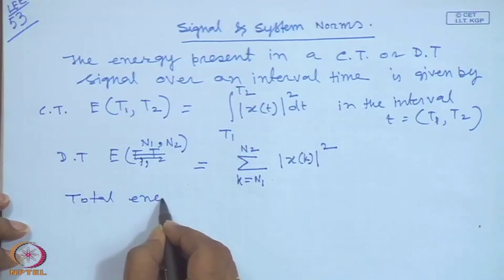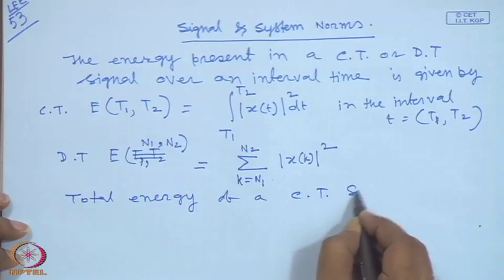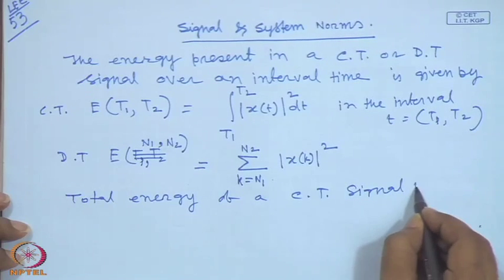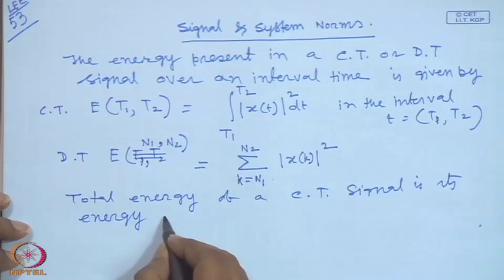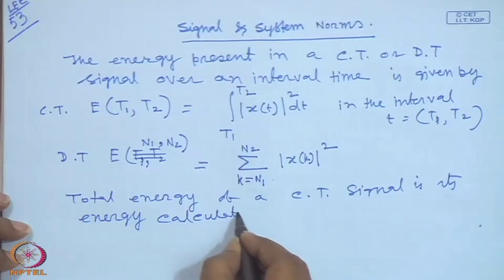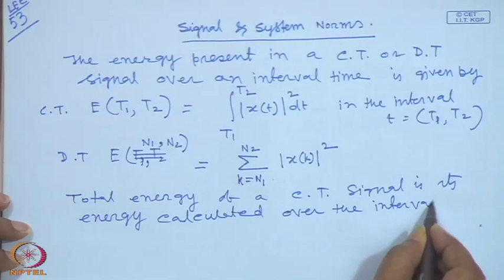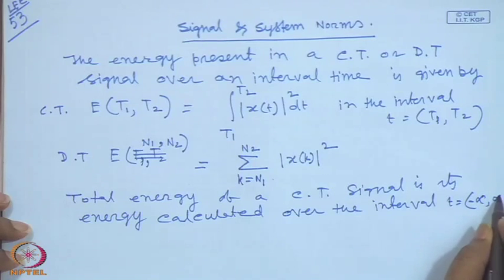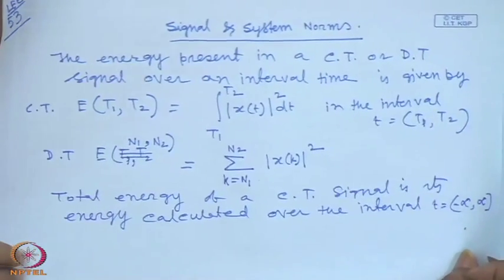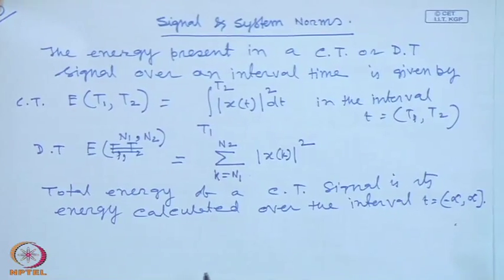Total energy of a continuous time signal is its energy calculated over the interval t equal to minus infinity to plus infinity. So, minus infinity to plus infinity, this.